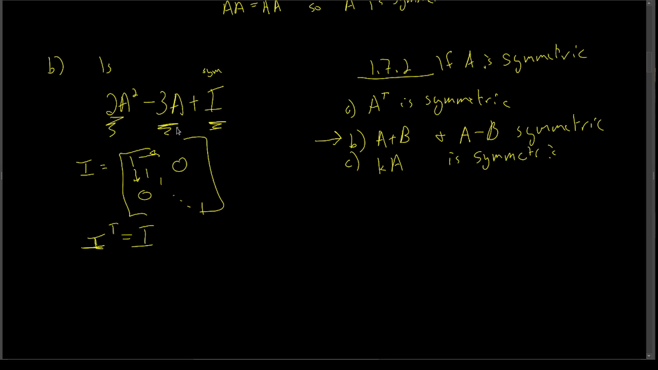A is given to be symmetric, and so K times A is symmetric. And we just proved A squared was symmetric, so K times A squared is symmetric. So we have each part being symmetric, and so by the theorem, this matrix polynomial is symmetric. So 2A squared minus 3A plus I is symmetric. And that works us through those.